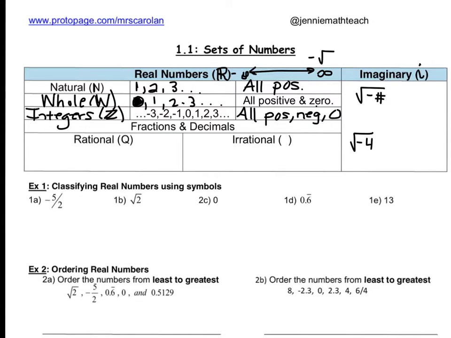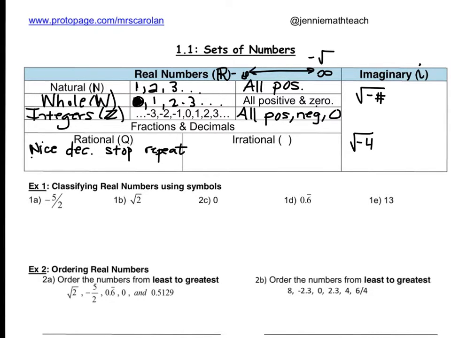Then we start slicing numbers up. So instead of all these nice numbers, positive or negative or 0, then we divide them. When we divide them, if we get nice decimals, we call them rational numbers. Nice decimals either stop or they repeat.